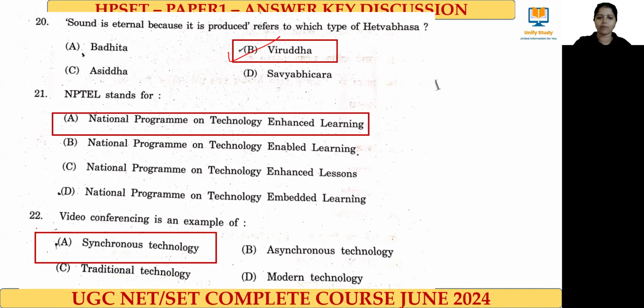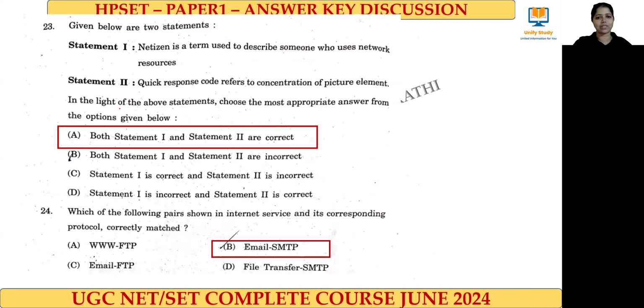Video conferencing is an example of synchronous technology. Next question from ICT. Here, according to me, both the statements are right. But if we go into more detail about netizens, it may be incorrect, because netizen is a term used to describe someone who uses the network resources, and also gets benefit out of the internet. So it may be either this one or this one. I have doubt with this question, so we have to wait until the official answer key of HP SET comes. I have doubt with these two options, but maximum it will be option A.